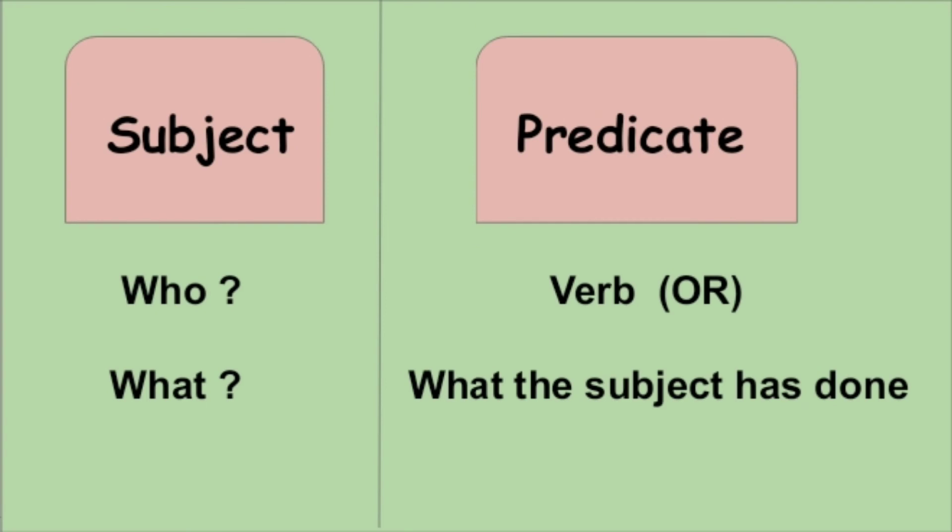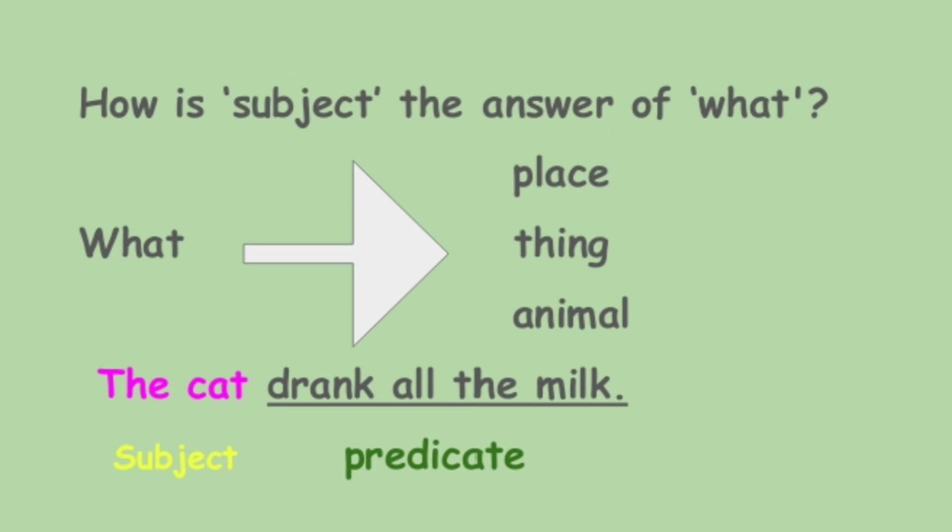Here, let's have a partial recap of the lesson. Predicate is related to the verb or what the subject has done, meaning it's related to the action. On the other hand, the subject can be the answer to the question who or what. How is the subject the answer to what? Well, what can be used for a place, for a thing, for an animal. So the example goes like, the cat drank all the milk. The cat is the doer of an action. So we use the word what or it for the cat or for an animal. This is the subject over here. And drank all the milk becomes the predicate because this is the information given about the cat, or this is the action performed by the cat.